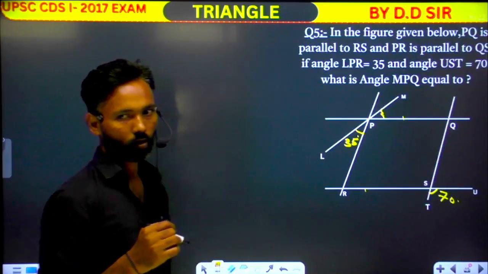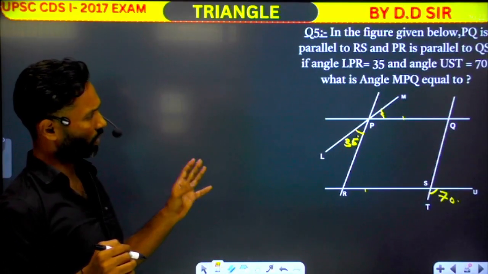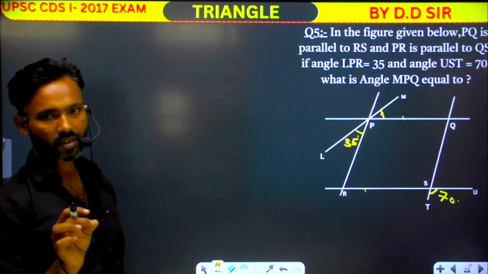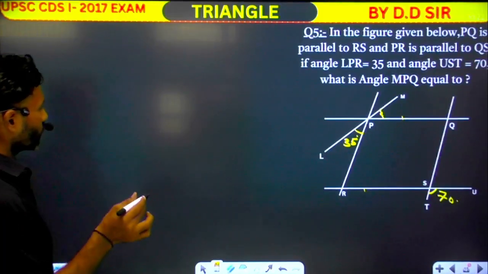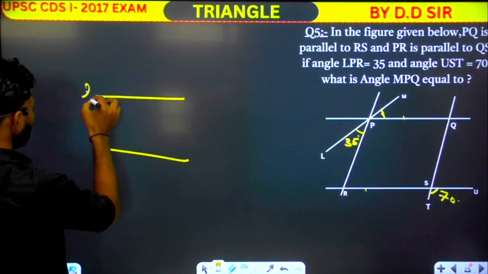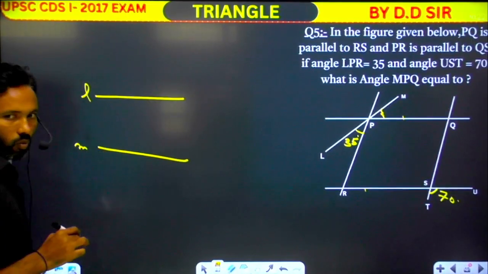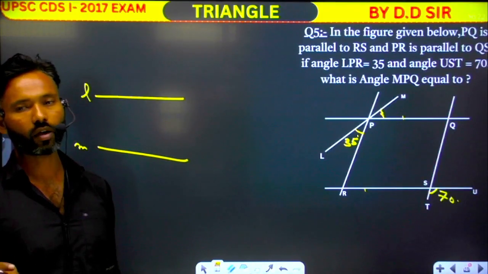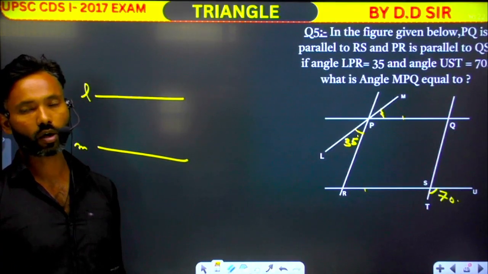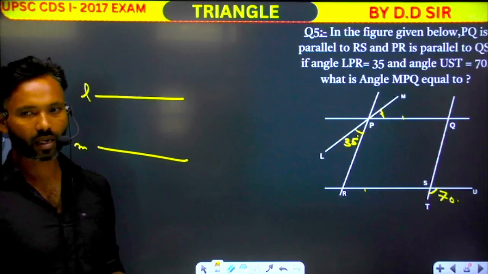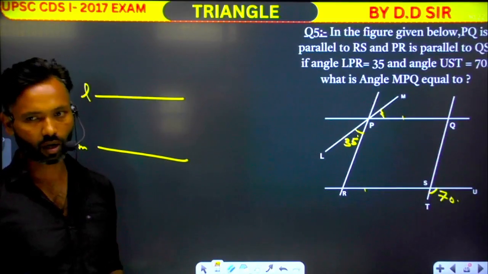Now before simplifying this question, I'm going to let you know a few properties related to lines and angles. Let's take two parallel lines. These are the two parallel lines. What are parallel lines? The lines which have equal perpendicular distance everywhere are known as parallel lines. It means two parallel lines are not going to intersect each other at any point.